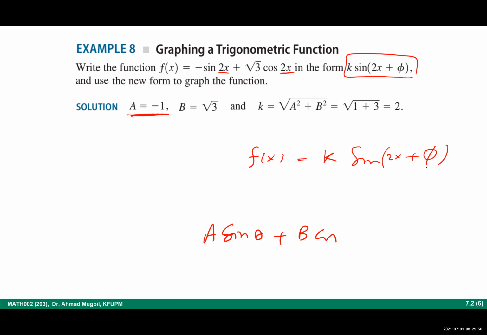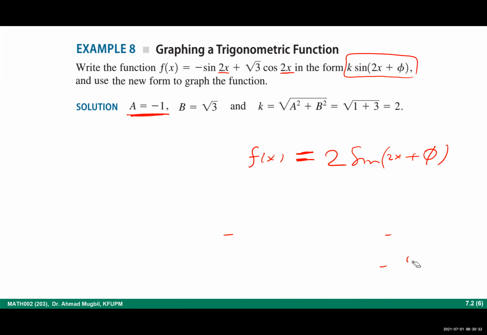Now, if I don't want to sketch the graph, if I want just to find the range, the amplitude, and these other things, of course, what is K? K is 2. So the range of this function will be from negative 2 to 2. But if we add a vertical shift, you can add it also here. The amplitude is 2. The period, of course, you have 2x here, so it will be 2 pi over 2. It is also pi.